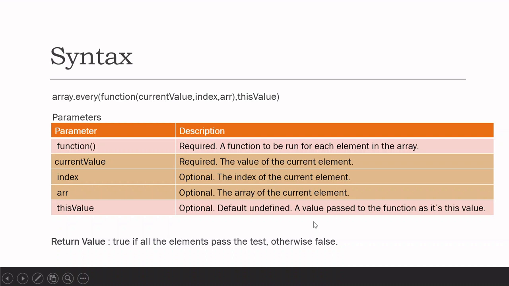It is a value passed to the function as its this value. And what is the return type of the every function? It's a Boolean value. It returns true if all the elements pass the test, otherwise it returns false. So let's go into the browser and see how the every function works.